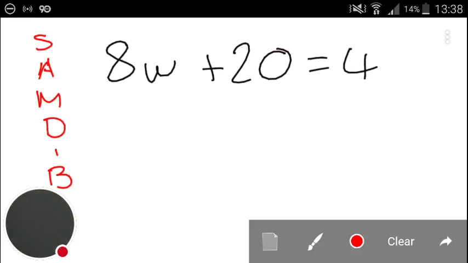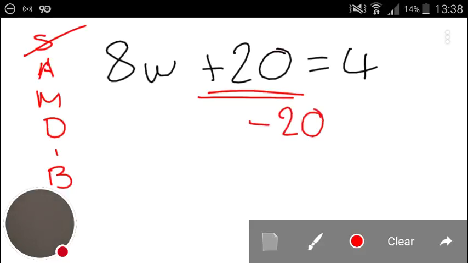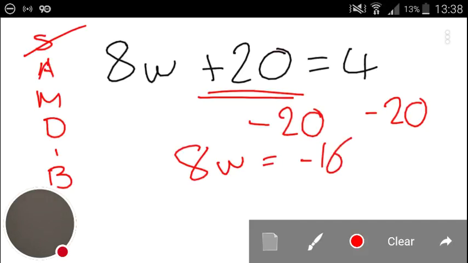So I'm going to start off: are there any subtractions in there? No, there are not. So I move on to my next step. Are there any additions in there? Yes, I have an addition right here. Now, to get rid of an addition in algebra, I do the opposite of it and I take it away. So I'm going to take away 20 from either side. That gives me 8w equals minus 16.